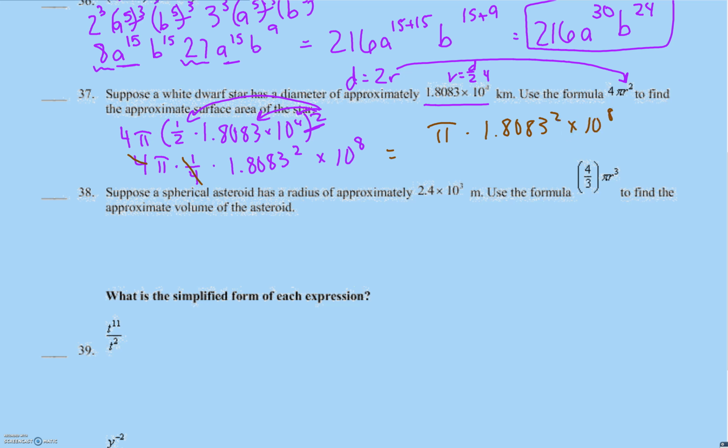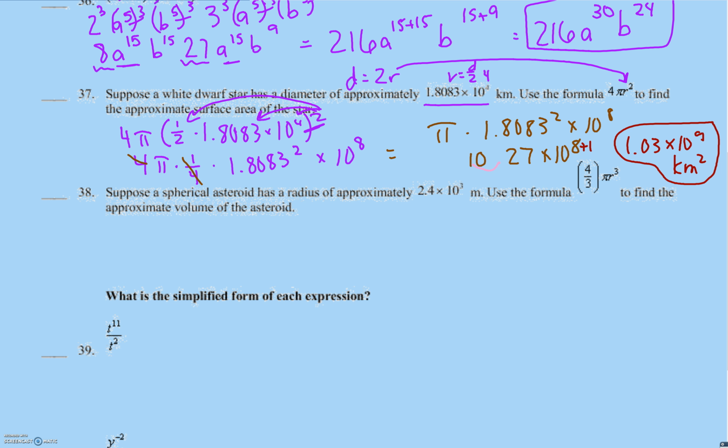When I take pi times 1.8083 squared, I get 10.27 times 10 to the 8th. Move one spot. So I'm going to end up with, when we move that one, we add 1. So 1.03 times 10 to the 9th. Label surface area means kilometer squared. 1.03 times 10 to the 9th kilometer squared.